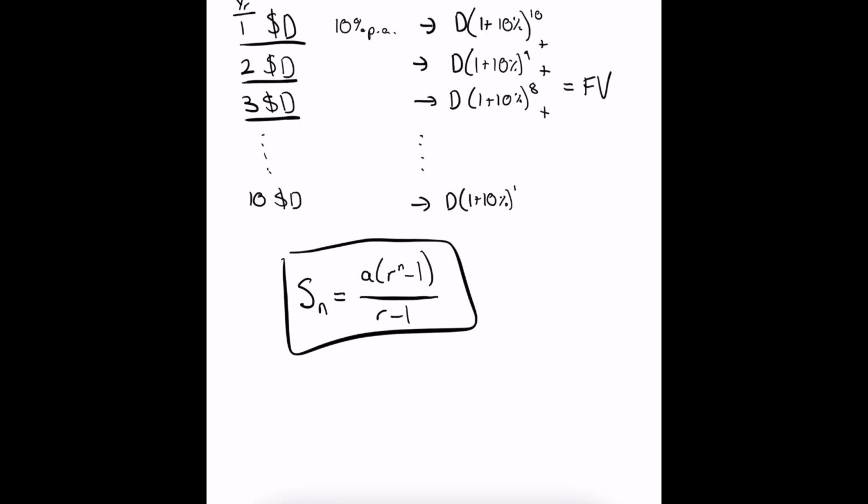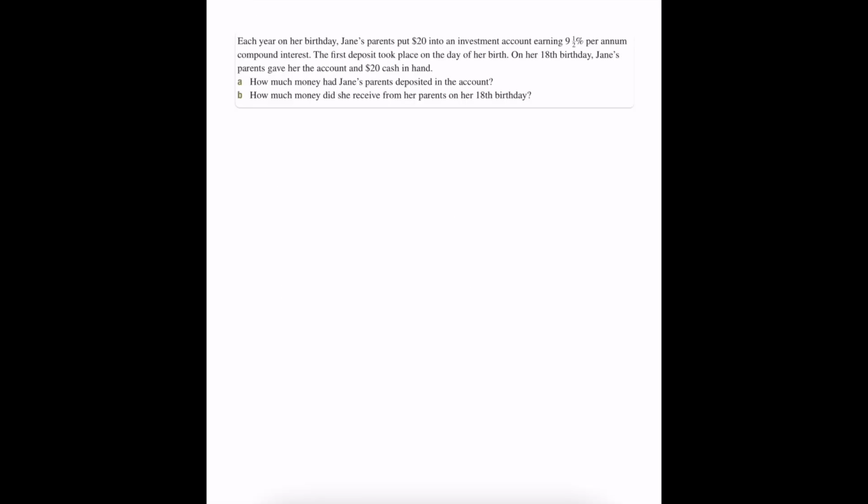And so now let's take a look at 2 examples in applying this information. The first example says each year on her birthday, Jane's parents put $20 into an investment account, earning 9.5% per annum compound interest. The first deposit took place on the day of her birth, and on her 18th birthday, Jane's parents gave her the account and $20 cash in hand. Part A says how much money had Jane's parents deposited in the account.